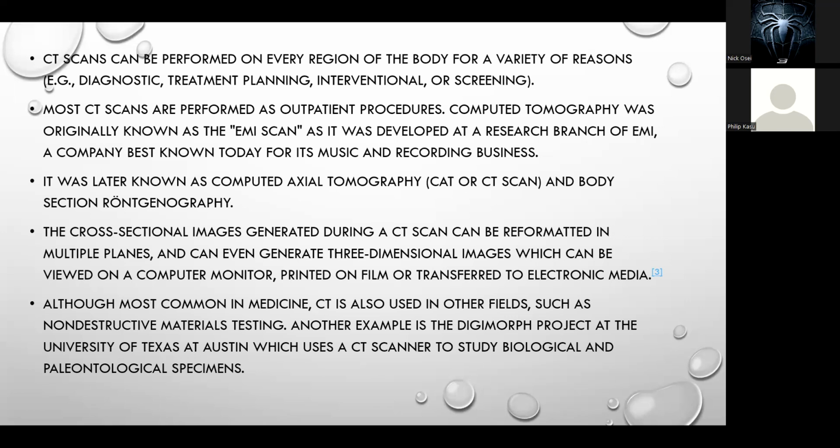Computed axial tomography, that is CAT or CT scan, or body section röntgenography. The cross-sectional images generated during a CT scan can be reformatted in multiple planes, and the images can be put together to create a three-dimensional image, which can be viewed on a computer screen or transferred to pen drives and the rest. Even though we use it mainly in medicine, it has other applications in other areas of study, like those who study fossils and the rest.